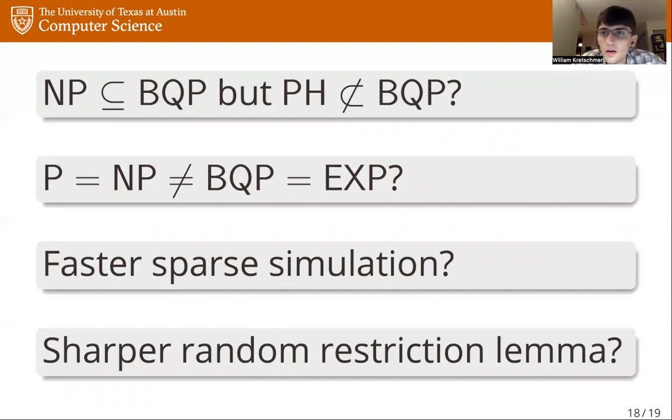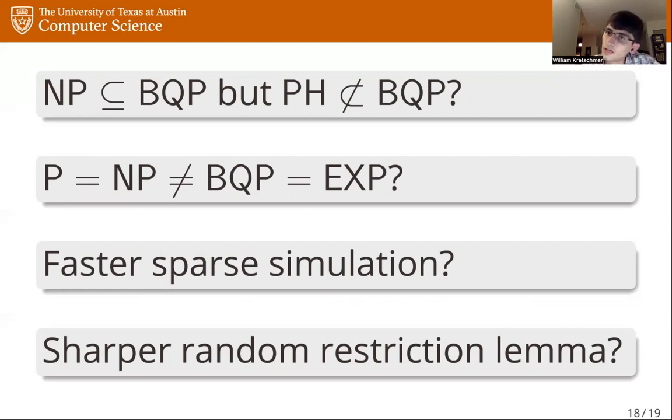There's one to qualitatively improve our results to stronger oracle separations, and the other is more quantitative. I mentioned this result earlier of an oracle relative to which NP to the BQP is contained in BQP to the NP. One very natural question that's left open is whether this could be strengthened to an oracle where NP is contained in BQP, but PH is not contained in BQP.